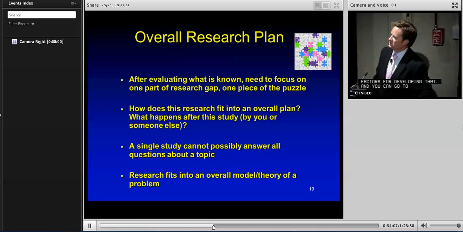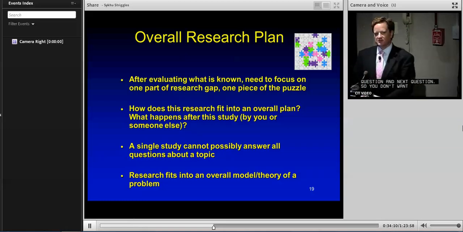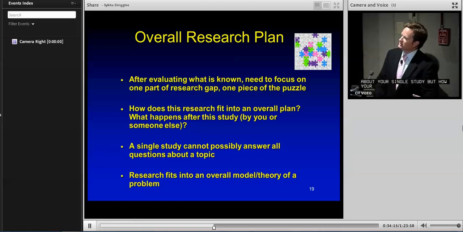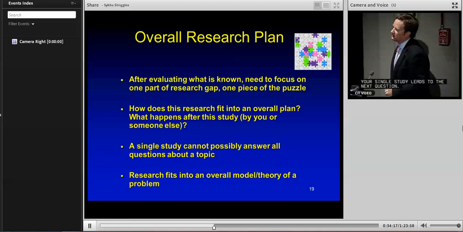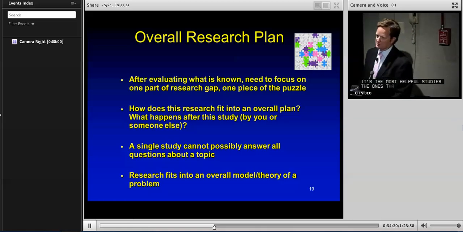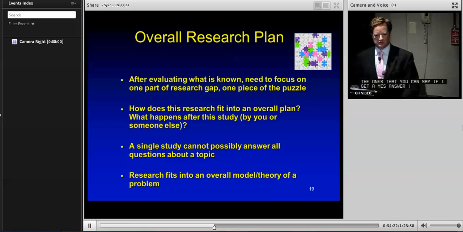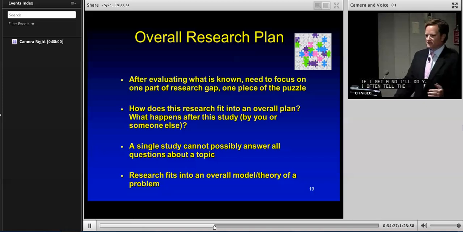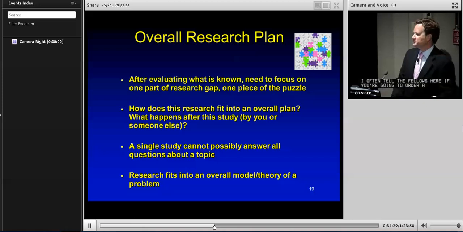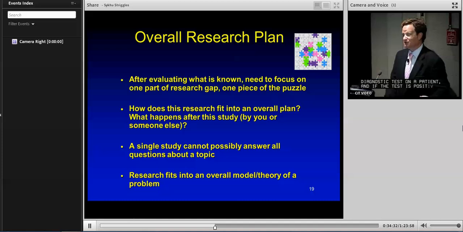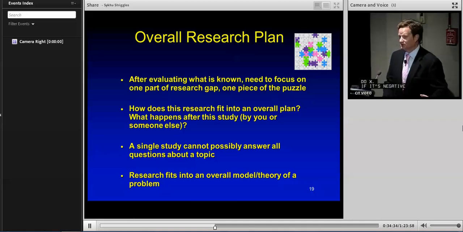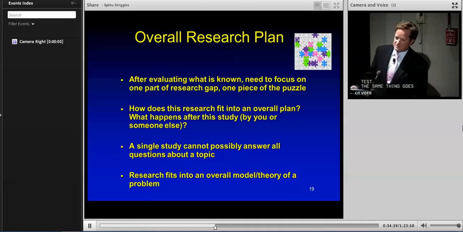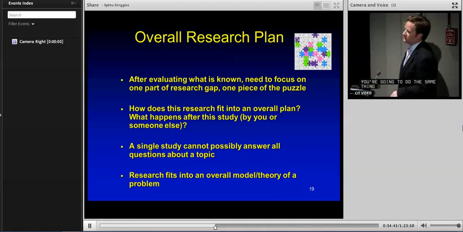So you actually don't want to just think about your single study, but how your single study leads to the next question. And the most helpful kinds of studies are the ones where you can say, if I get a yes answer to this, I'm going to do X. If I get a no answer, I'm going to do Y. I often tell the fellows here, if you're going to order a diagnostic test on a patient, and if the test is positive, you do X, and if the test is negative, you're still going to do X, then don't do the test. And the same thing goes for research. If you're going to do the same thing regardless of the results of the study, then you've got to question whether it's actually worth doing.